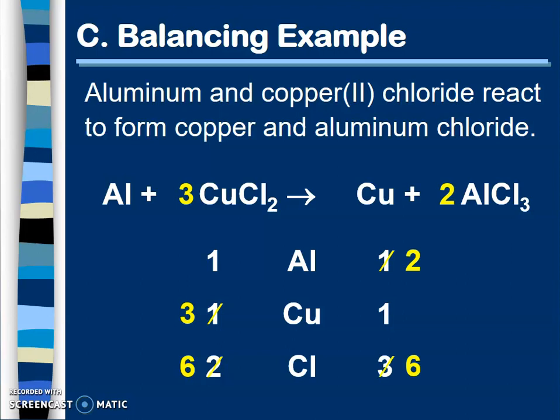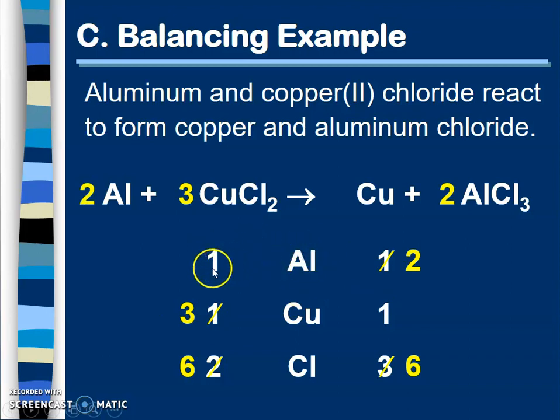But look at what I did. I've unbalanced the other ones, and that's okay. That's how this process works. So we're going to keep moving forwards. So now we have to pick either the aluminum or the copper. We need to balance one of them next. And it doesn't matter which one you do first. It's really personal preference.